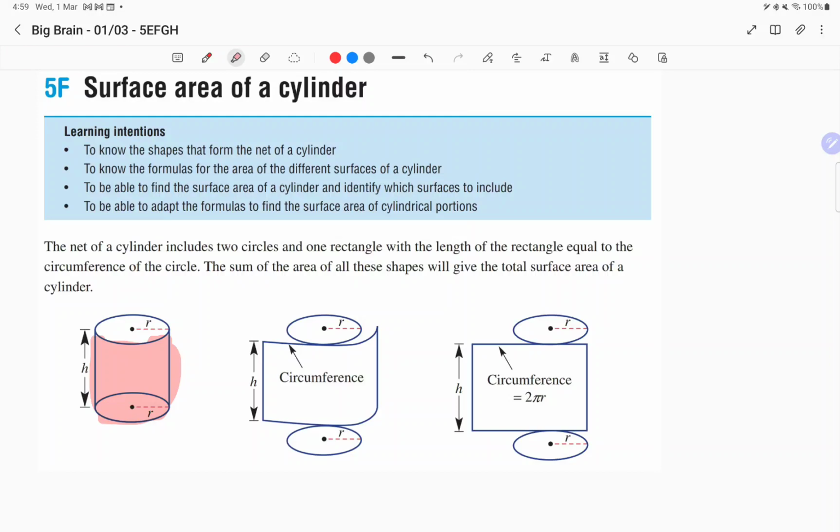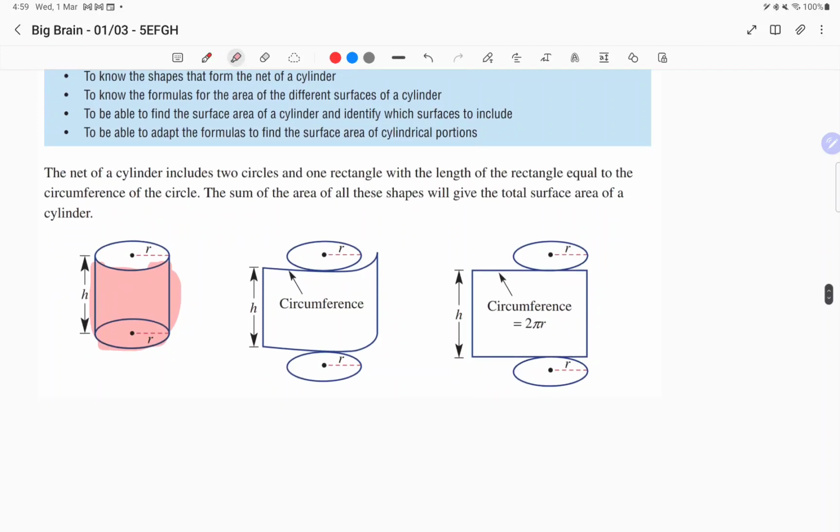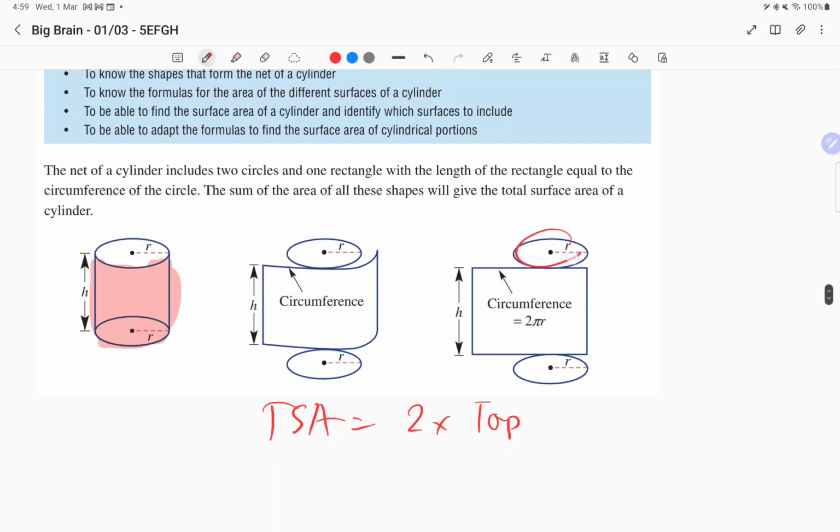The height of the cylinder. Very good. So that's why the total surface area of a cylinder would be 2 times the top area, because the top and bottom are the same. So 2 times the top area plus the side area.